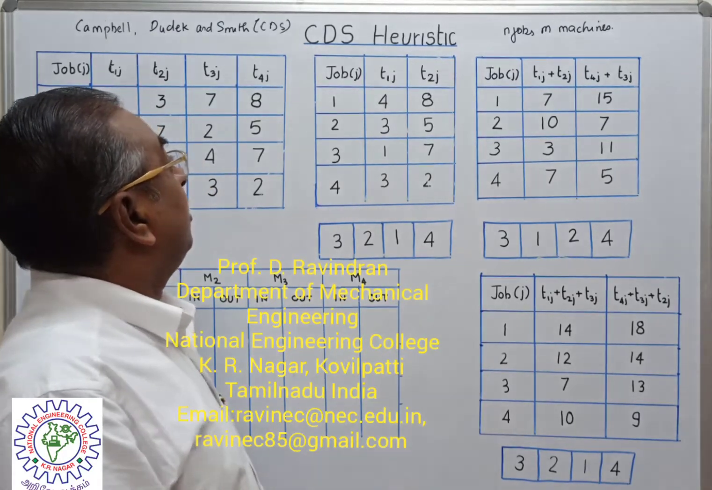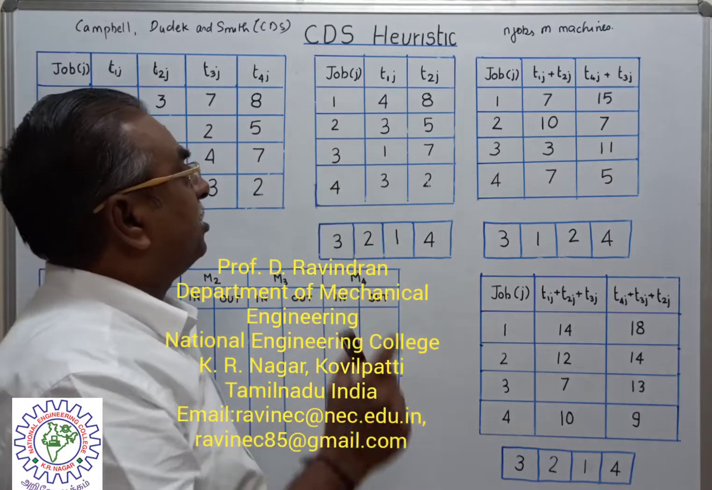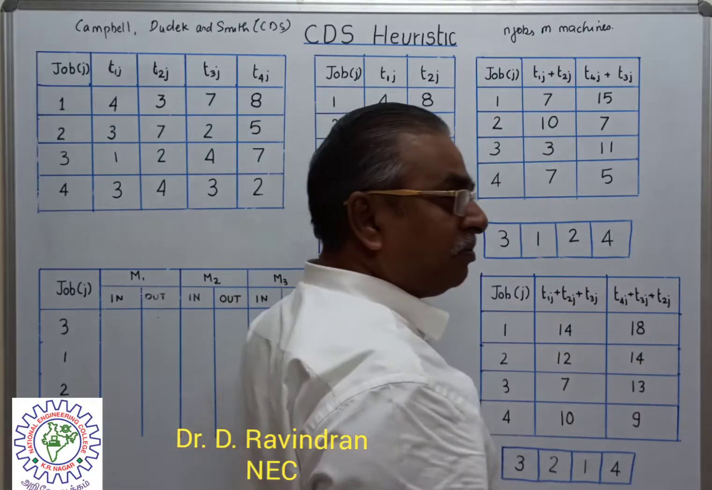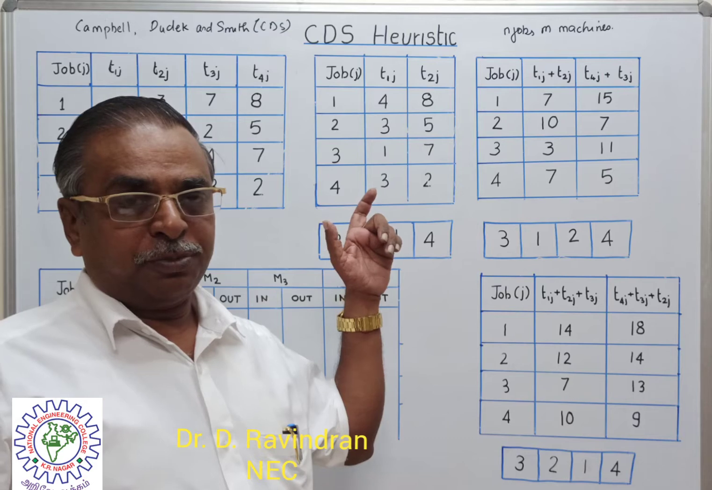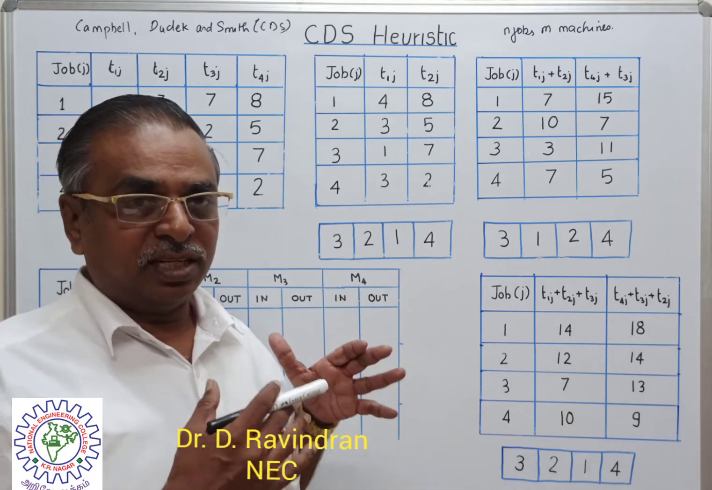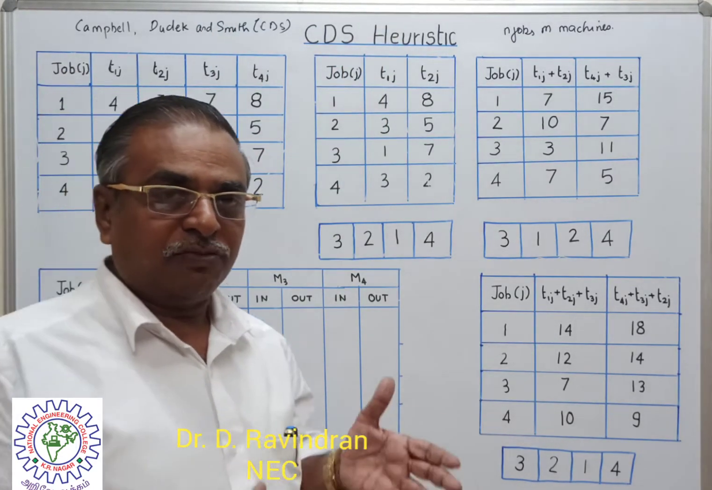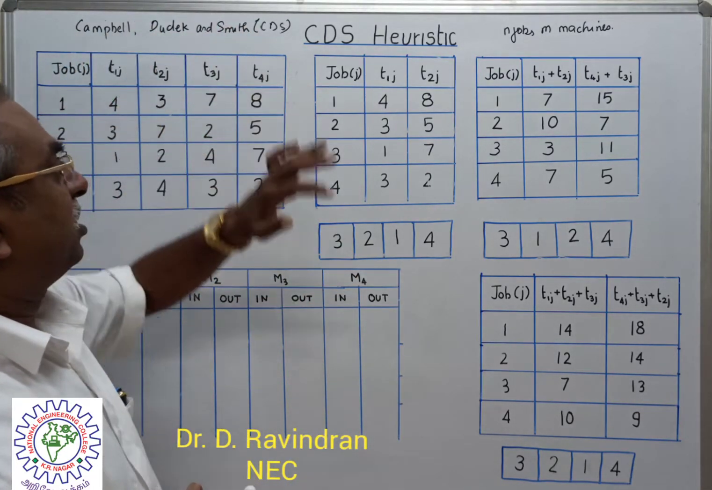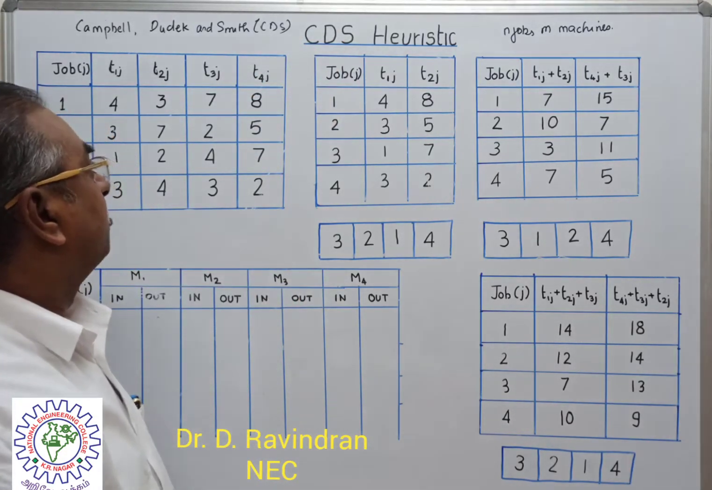Welcome you all. Now we are going to see the CDS heuristic, which can be applied for the n jobs, m machines problem. Even if the conditions of the n job, 3 machine problems explained in the earlier lecture are not satisfied, this heuristic can be applied. Heuristic means it's a rule of thumb. The heuristic is named the CDS algorithm after the three scientists, Campbell, Dudek and Smith.